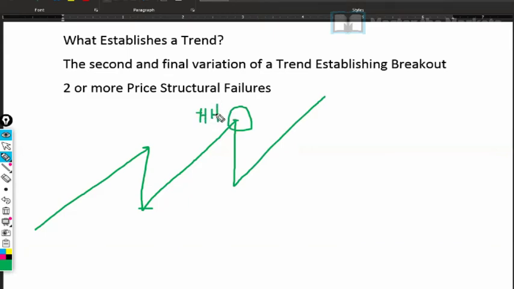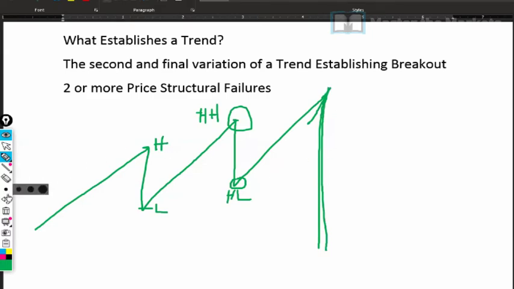We have a swing high, a swing low, a higher high, and a higher low. If I can draw this properly. Then we have a higher low here. And then we have another higher high, and this time the market takes out the previous two swing lows. The market takes out the previous two swing lows. This is a pretty steep drop, isn't it?